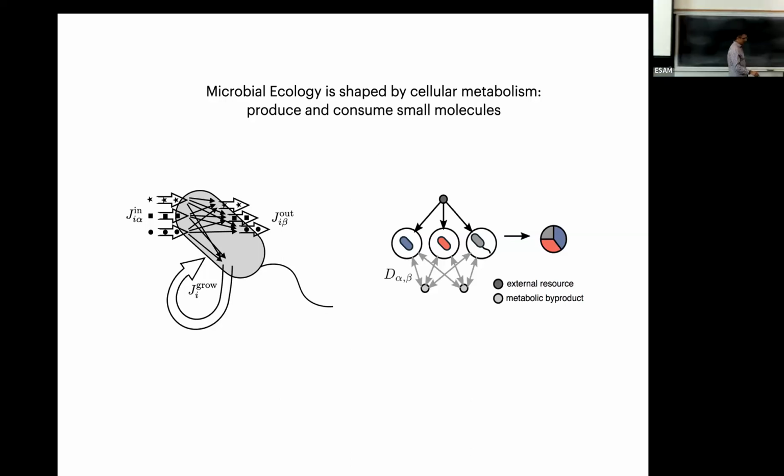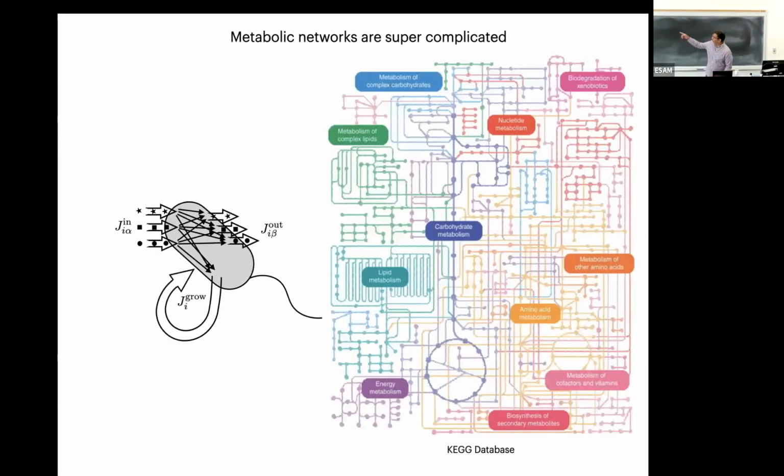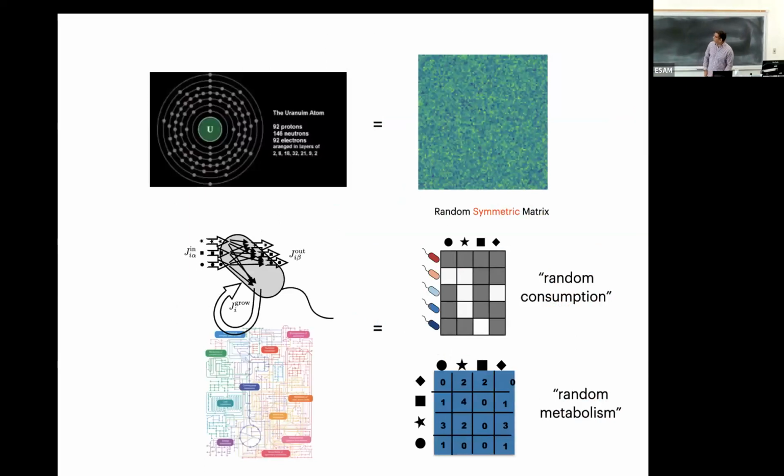This process is, of course, extremely complicated. That's the Keck database metabolism thing I showed you. And a la Wigner, the basic idea was, just like Wigner said, this is very complicated, let's replace it by a random symmetric matrix. We're going to say physiology and metabolism are very complicated, and replace them by random matrices. We replace consumption with a random matrix that tells you how much I consume of each thing. I'm going to take metabolism and say that's some random Dirichlet matrix that tells me how I partition energy into stuff, and then I'm done.